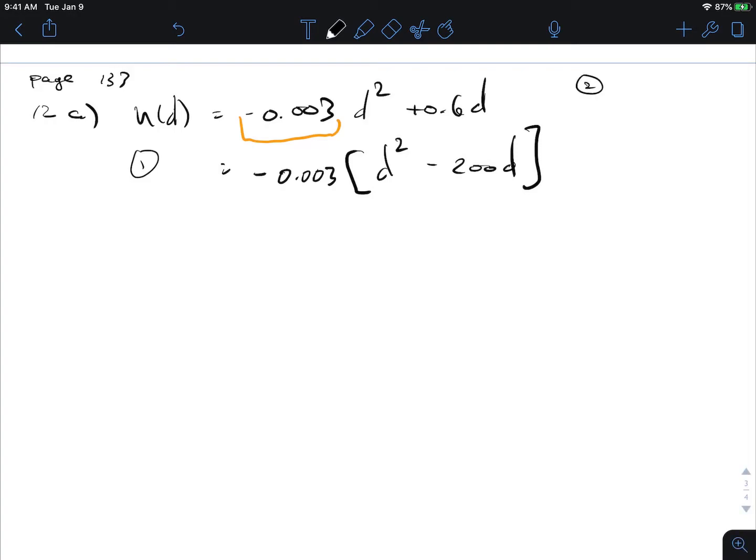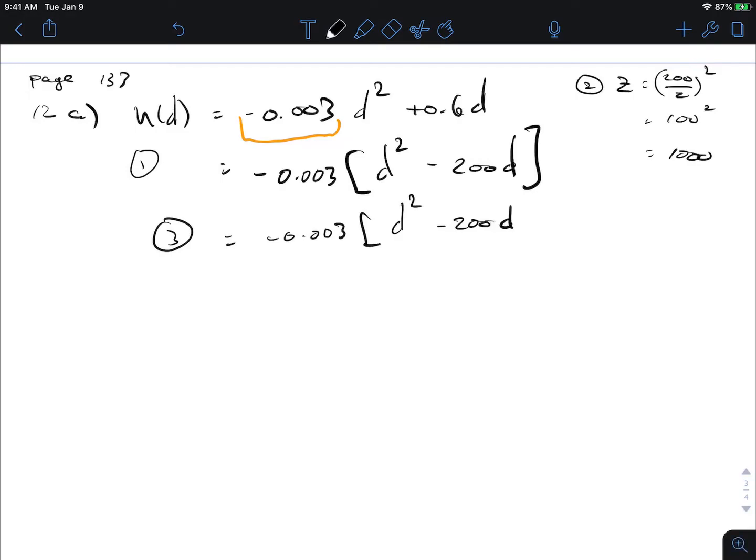Step two, find z. Z is the b value divided by 2 squared. So it's 200 divided by 2 squared, which is 100 squared, which should be 1,000, right? Which means when I come down here, this is step 3, I'm going to just write this in. Plus 1,000 minus 1,000, right?